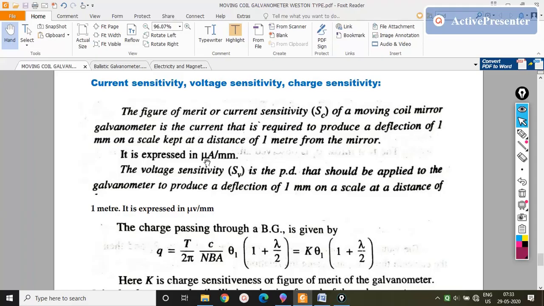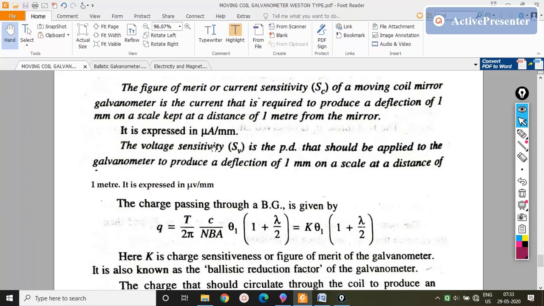So it is clear that by using a small current, if you are getting a large deflection, then current sensitivity is higher. Likewise, you can have voltage sensitivity. So voltage sensitivity will be the potential difference that should be applied to the galvanometer to produce a deflection of 1 millimeter on a scale at a distance of 1 meter, just like the previous case. But here you will measure the potential difference which can produce a deflection of 1 millimeter at a scale at 1 meter distance. So it is measured in terms of microvolt per millimeter.